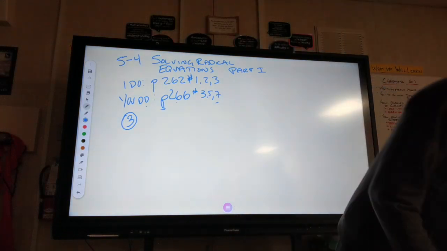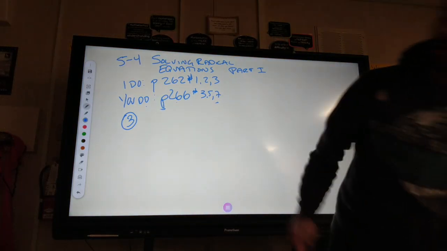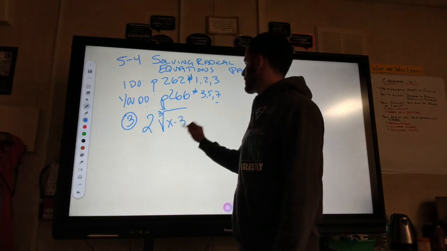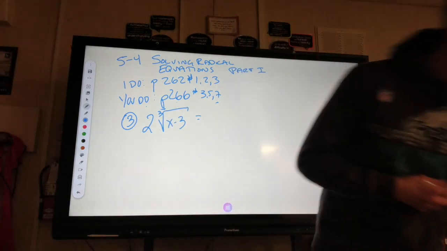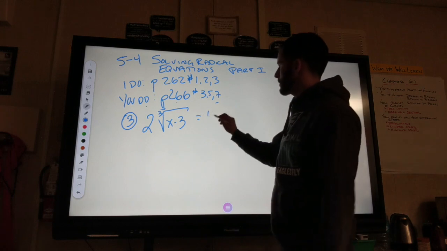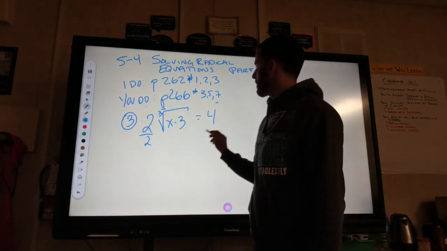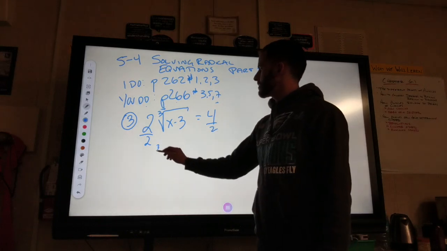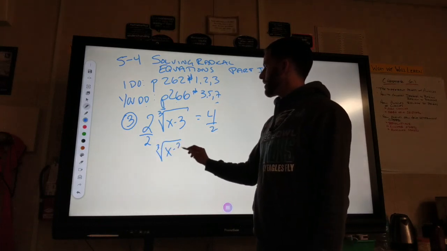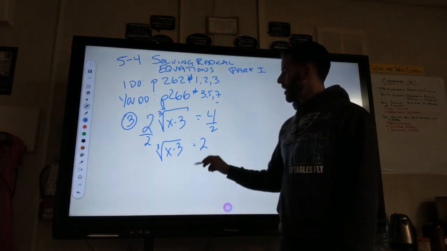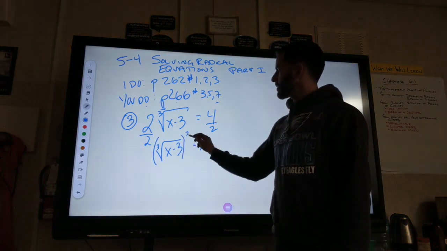Number 3. So 2 times the cube root of x minus 3 equals 4. All right, well, the x is under there, but I got this 2 out front, so I'm going to divide by 2 on both sides. I have the cube root of x minus 3 equals 2. Now that cube root's trapping everything there. It's what's got to go next.